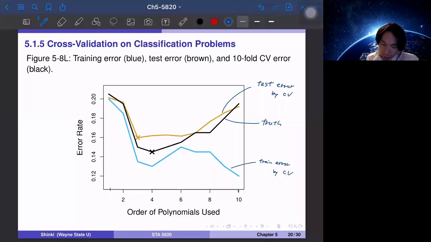Training error usually gets smaller as the polynomial order gets larger. And why do we have this bump here? 4, 5, 6. So for larger orders, the training error is smaller. Oh yeah, this is logistic regression, so we optimize the likelihood, right? The likelihood function is optimized, but the error is counted by the error rate.